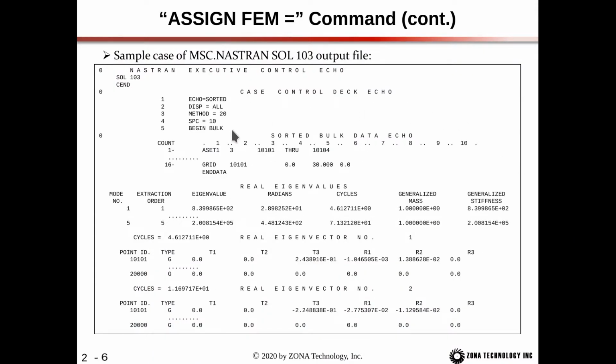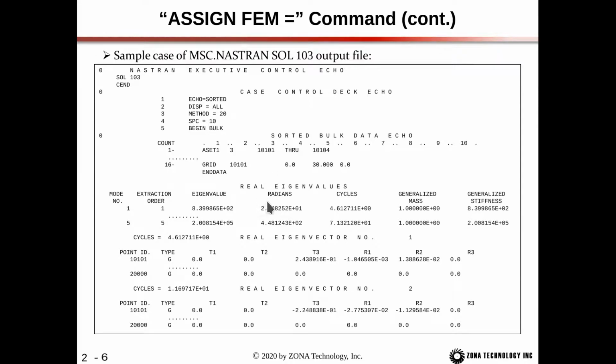This is an example Nastran file. So we've used the echo, echo equals sorted here, and then the displacement equals all. So then in the sorted bulk data echo, you can see that we've got the ASET card and we've got our grids. And so ZEUS will read this information from the Nastran output.